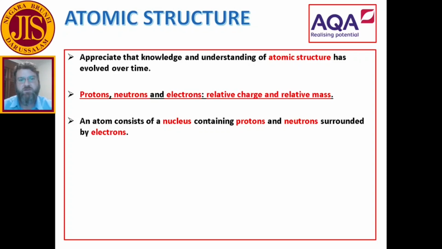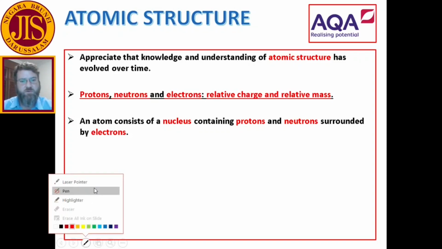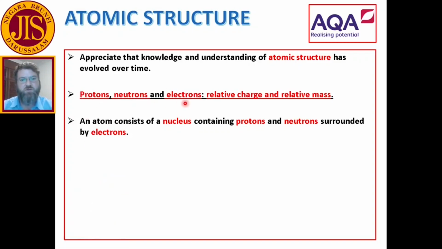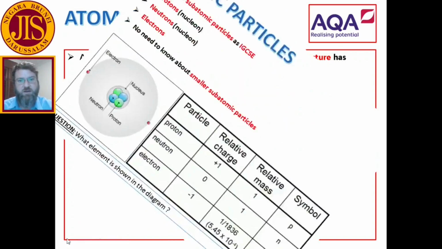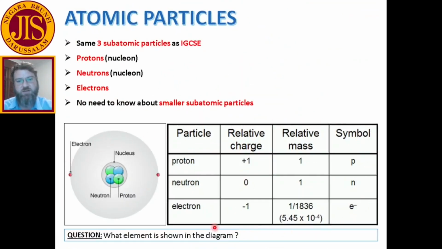That brings us to the next bullet point, which is this one here. Just turn on my laser pointer again. Protons, neutrons, electrons, their relative charge and relative mass, which is really a revision of what you've already learned in GCSE. You must have seen a table similar to this in GCSEs. You need to know their relative charges, the relative mass. Remember, an electron is very light, almost 1/2000th the weight of a proton or a neutron. And their symbols. Pretty straightforward. Usually the electron has a negative charge on it.